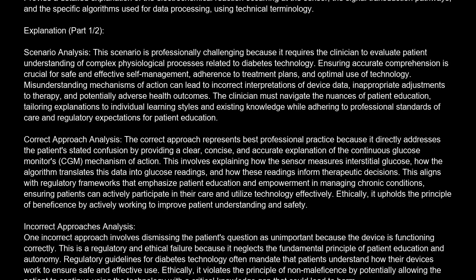The correct answer is C. Provide a detailed explanation of the electrochemical reaction occurring at the sensor, the signal transduction pathways, and the specific algorithms used for data processing, using technical terminology.